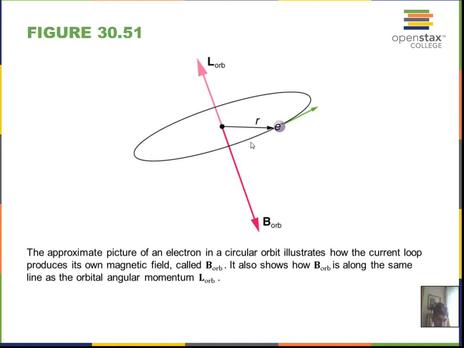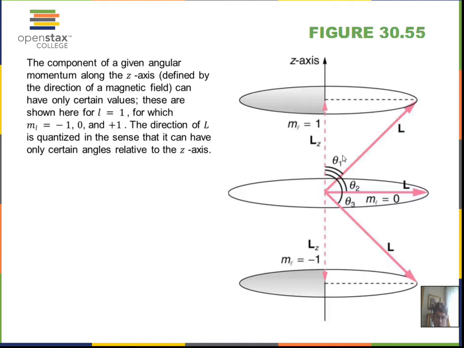Again, it's unfortunate that we can't do any better than these drawings that show an orbit. The electron does not move on an orbit. However, it does possess angular momentum, and it does create a magnetic field due to its quote-unquote motion around the nucleus. So there's an interaction of those magnetic fields.